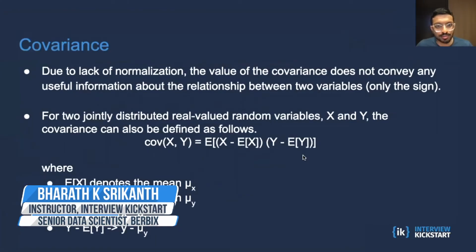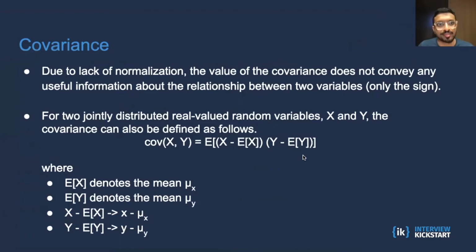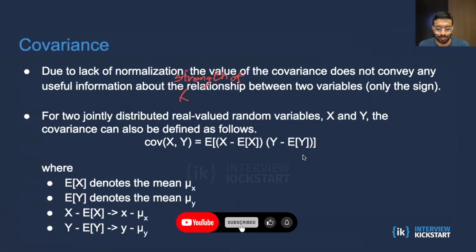As we said earlier, since we aren't normalizing the covariance value, it doesn't really convey useful information about the strength of the relationship between two variables. And when we're talking about two jointly distributed random variables, x and y, we can define the covariance in terms of the expected value of x and the expected value of the overall difference between x and the means, as shown over here.